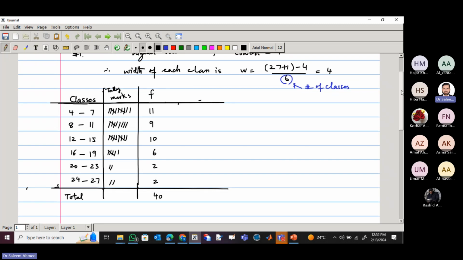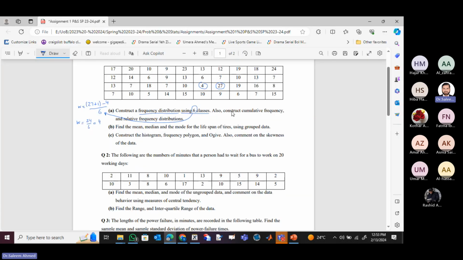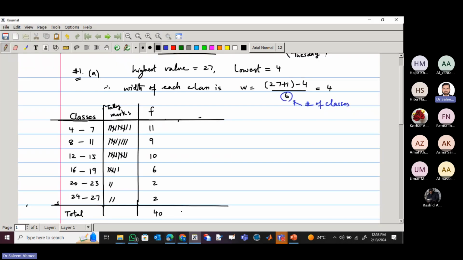So this is the answer to part A, question number 1, part A. Make a frequency distribution using 6 classes. And then he also said to construct cumulative frequency and relative frequency. If I construct that, cumulative frequency will be the sum from top to bottom, and then relative frequency.